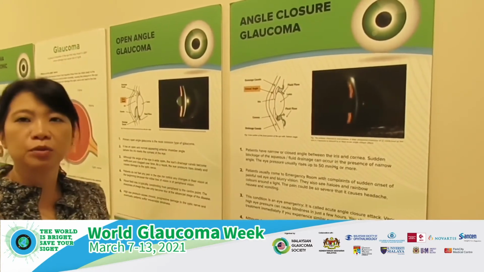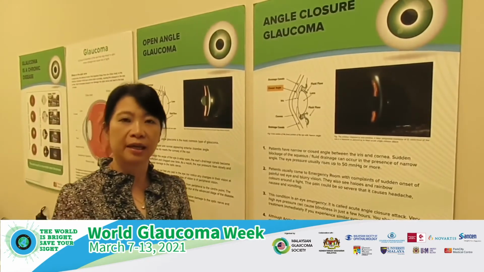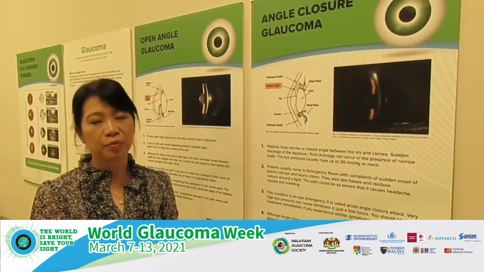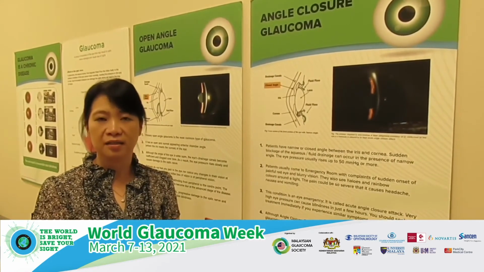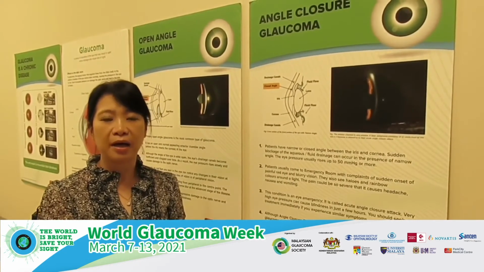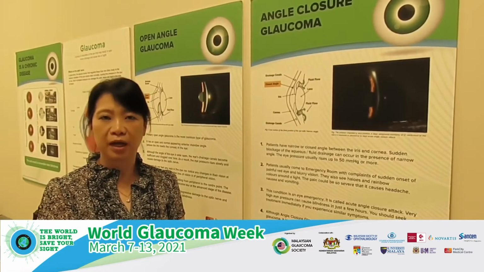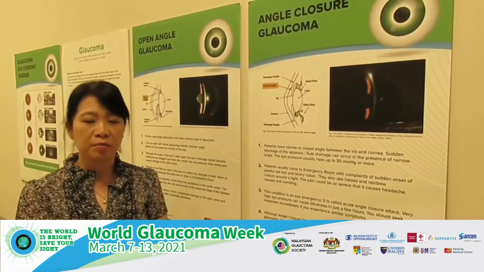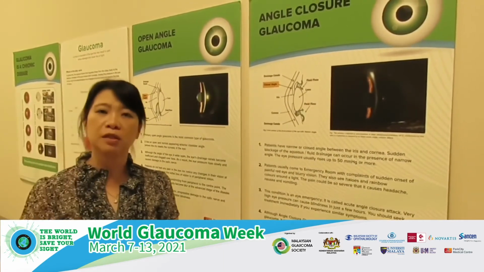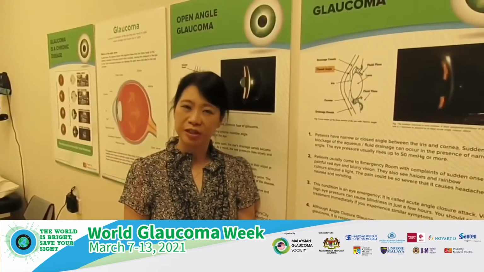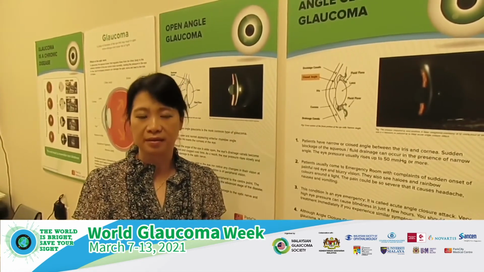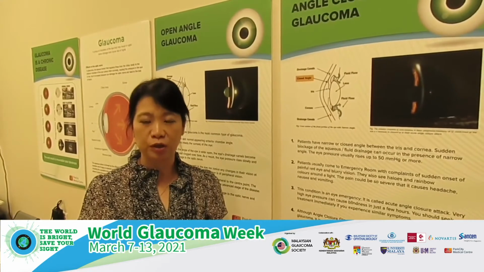Sudden obstruction to the aqueous flow can happen, and this leads to a sudden rise of eye pressure. The eye pressure can go as high as 50 mm mercury. That results in severe eye pain, red eye, and the patient could have sudden loss of vision. The patient can be so unwell with nausea and vomiting, and the headache can be as severe as a migraine. Angle closure glaucoma is an ocular emergency that requires immediate medical attention to prevent permanent visual loss.